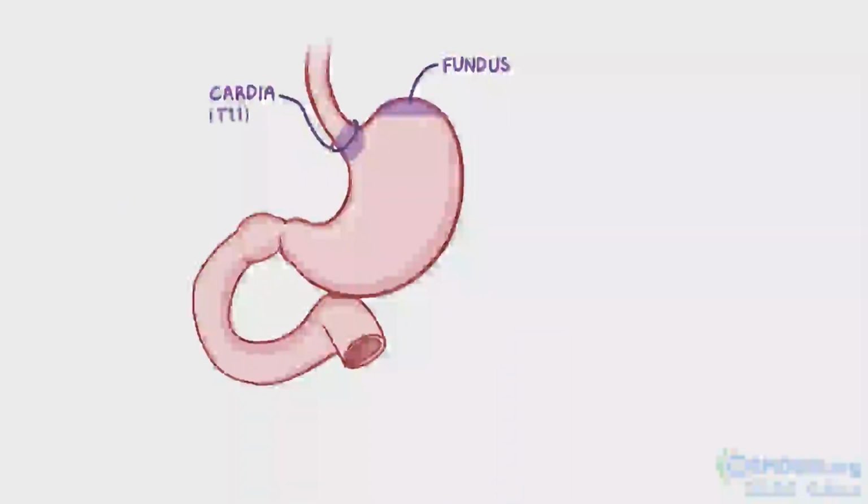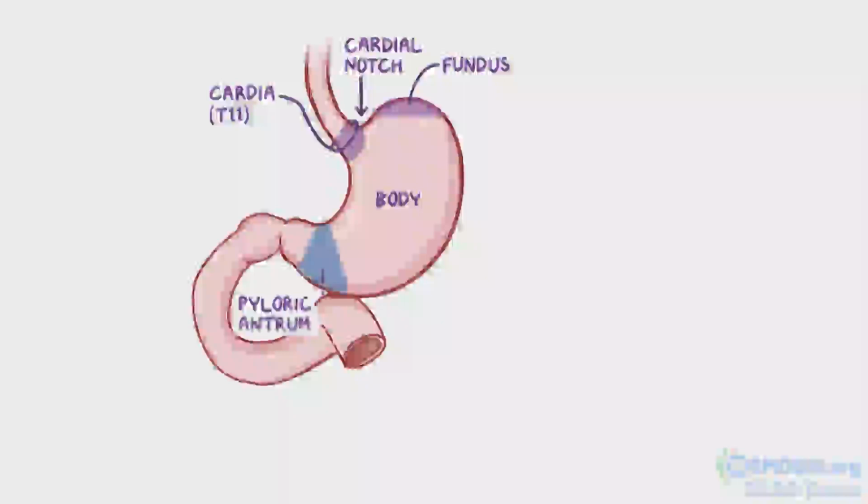The fundus is the dilated superior portion of the stomach and is related to the left dome of the diaphragm. Between the fundus and the esophagus, there's a deep notch called the cardial notch. The body of the stomach comprises the major portion of the stomach and is located between the fundus and the pyloric antrum. The pyloric portion of the stomach is a funnel-shaped region which has a wider part called the pyloric antrum and a narrow part called the pyloric canal.